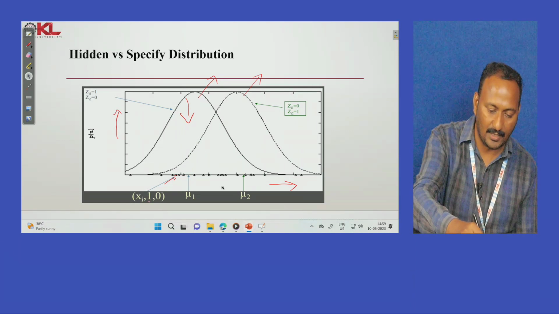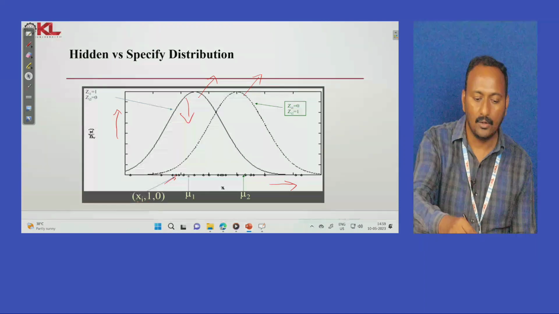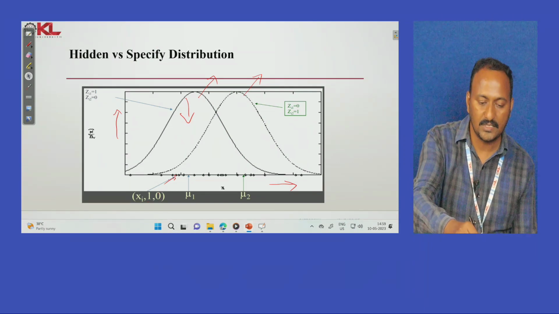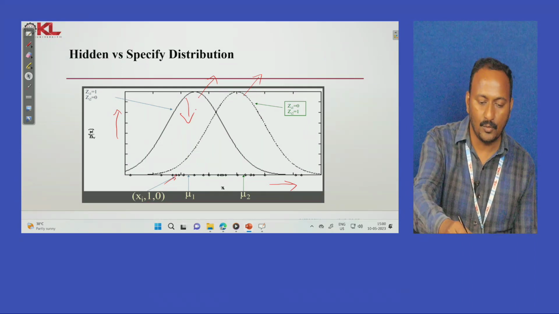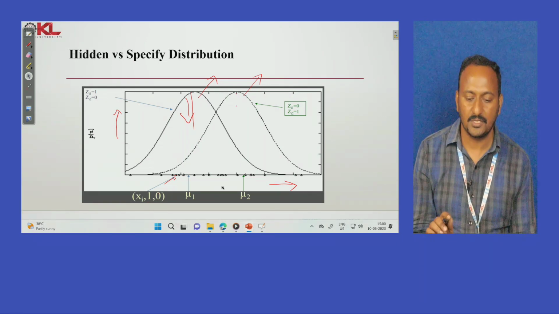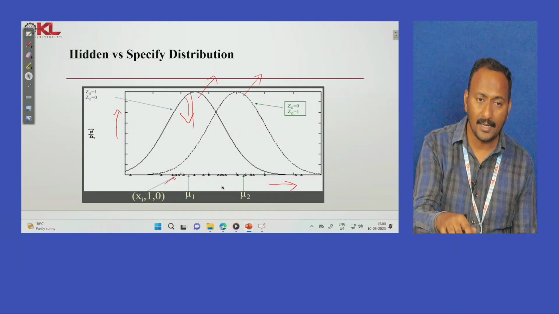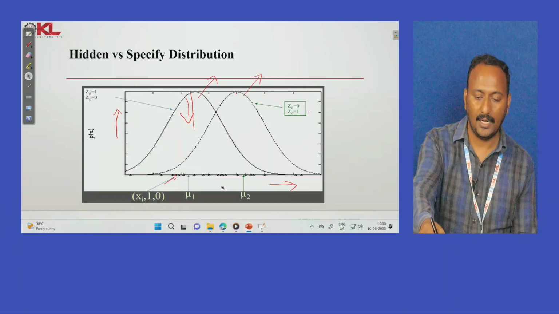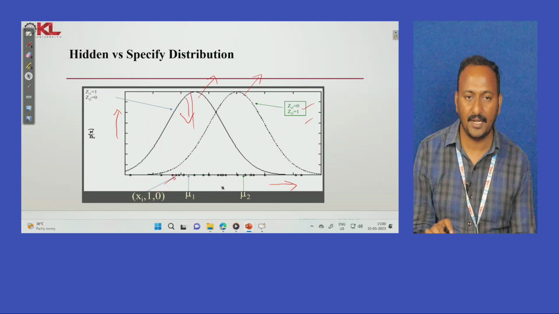Here the Zi1 value is 1, so it means that the first distribution is generating this xi value. And Zi2 is 0, which indicates that the second distribution is not generating this instance. Mu1 is the mean of this particular distribution, and mu2 is the mean of this other distribution. With the help of our EM algorithm, we need to identify these hidden variable values, that is, the Zi1 and Zi2 values.